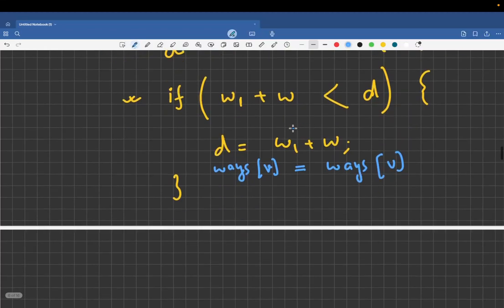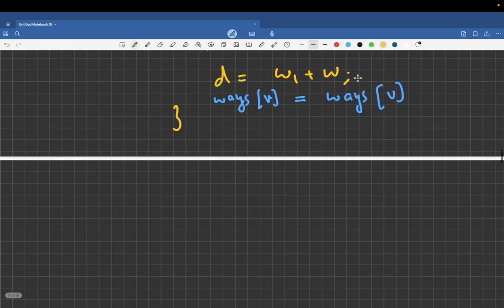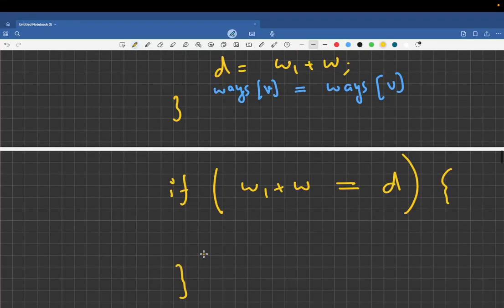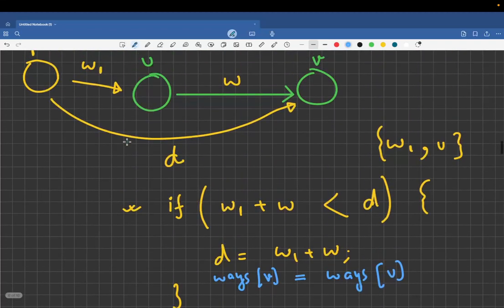But is this the only case that we are going to cover? No. We are also going to cover the case where W1 plus W is equal to D. In this case, definitely we don't need to modify our D because D is exactly equal to W1 plus W. But can I say my number of ways to achieve this minimum cost D will get incremented by the number of ways for you to achieve the minimum cost W1.